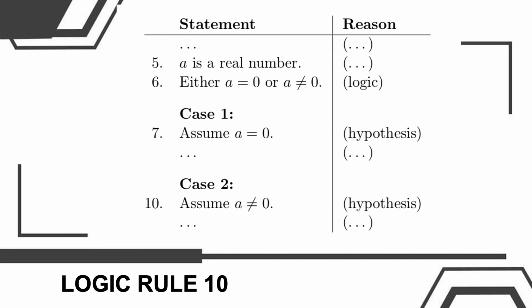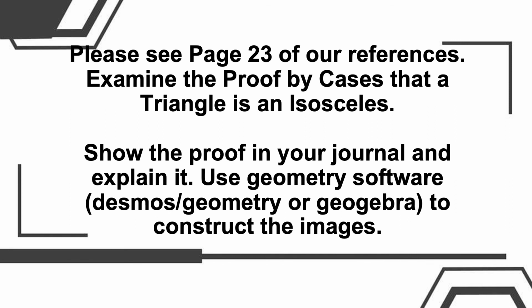So, if one of two possibilities must hold, and different proofs are needed to handle the different possibilities, then a proof by cases is called for. So, ayan, this is one way. So, I want you to see page 23 of our references to examine more about the proof by cases.